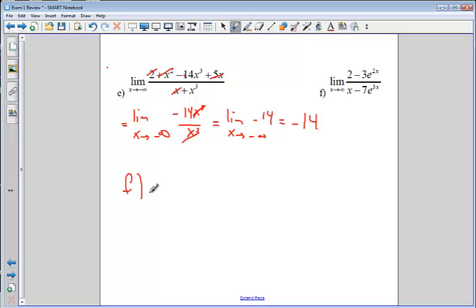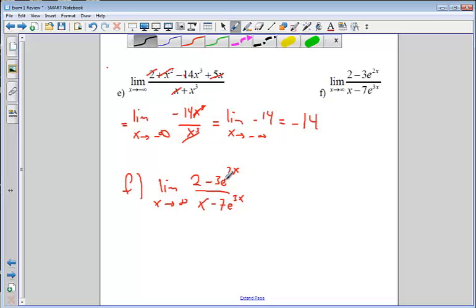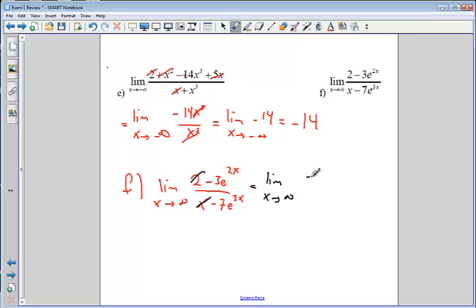F is similar. So what I can do on F, I have the limit as x goes to infinity of 2 minus 3e to the 2x divided by x minus 7e to the 3x. Now when I do this, let's change colors here, let's do black. I can cross off the lower powered terms. e grows so fast that this 2 does not matter, and 7e to the 3x goes so fast that the x doesn't matter. So I get the limit as x goes to infinity of negative 3e to the 2x divided by negative 7e to the 3x.